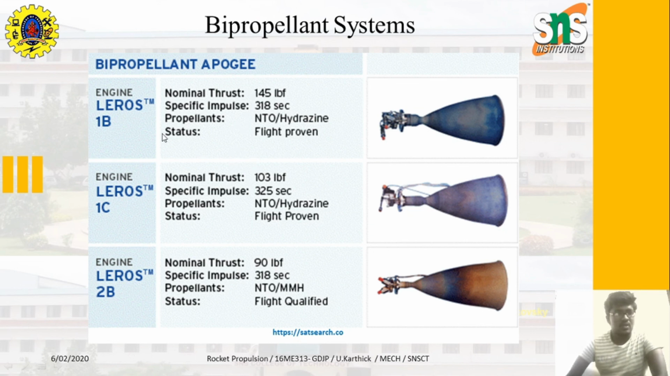We have LARS 1B, 1C, 2B. Here also you can see the thrust value. The nominal thrust is very high when compared to mono. Bipropellant thrust value is very high, ranging from 90 to 145. Again, the specific impulse value is also high, that is 300 to 325, right? These things are noted while choosing the propellant as well as the rocket and the destinations. These are all very important.